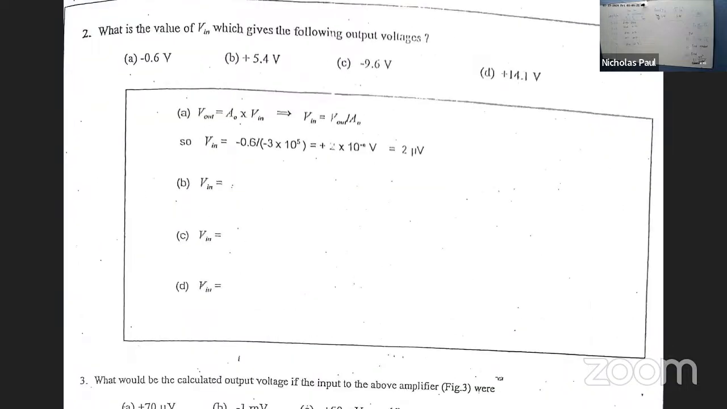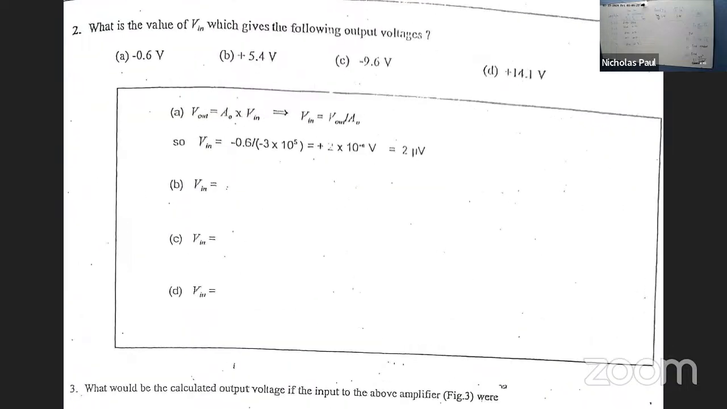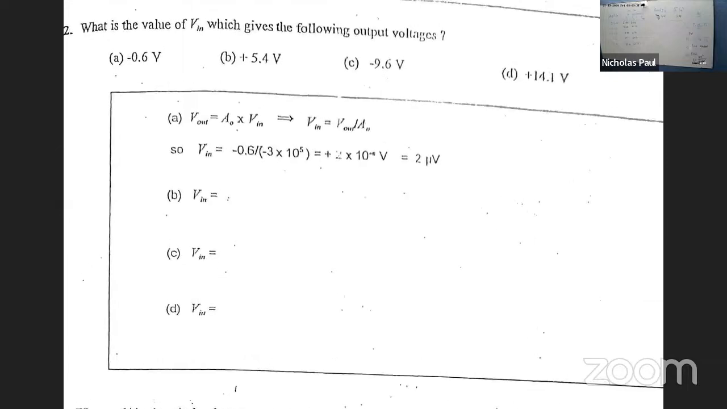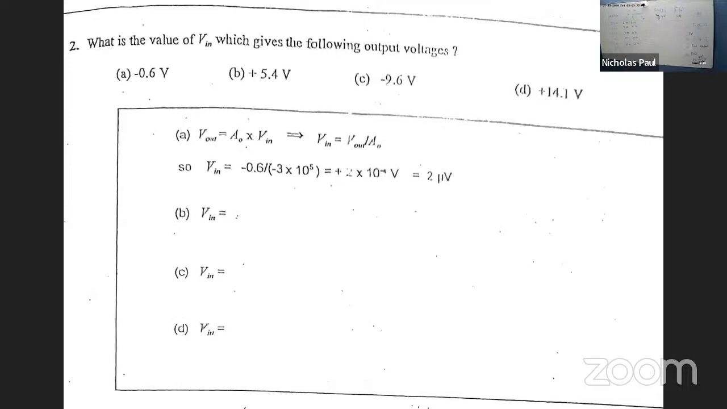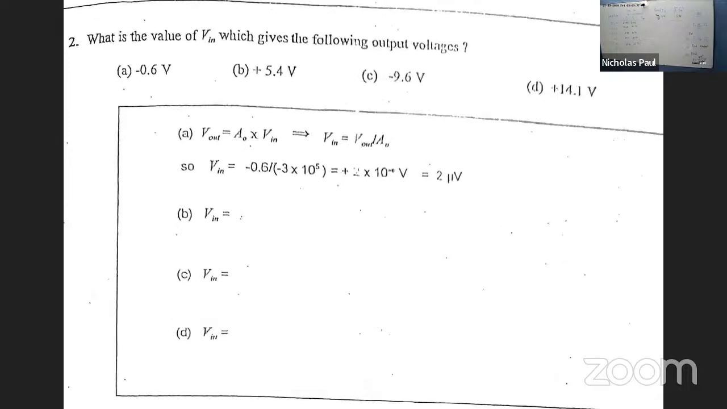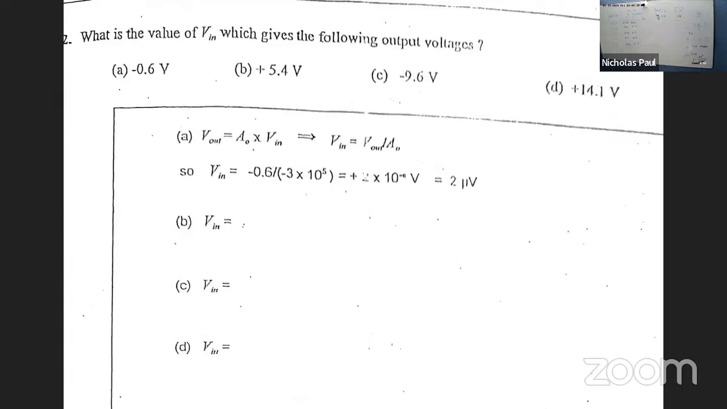Next one here. Use these values instead. Same game, same inverse in here. Look at this example here, B, C, and D. Very easy. We're just trying to make sure you understand what to do.